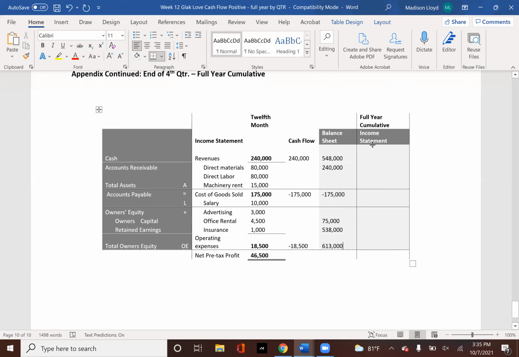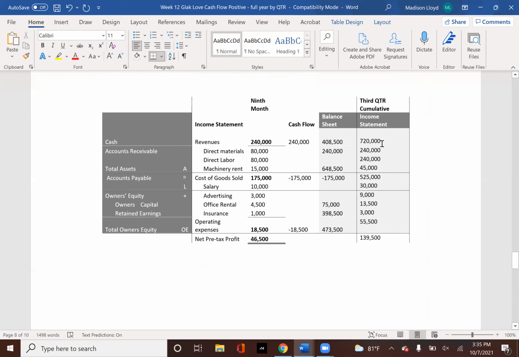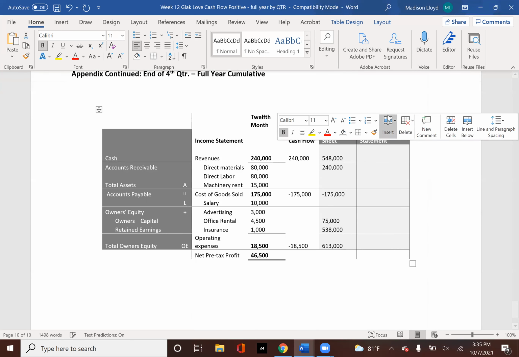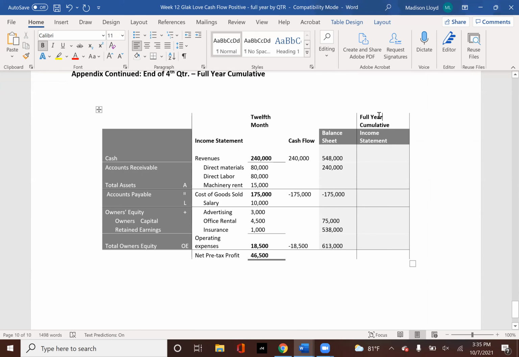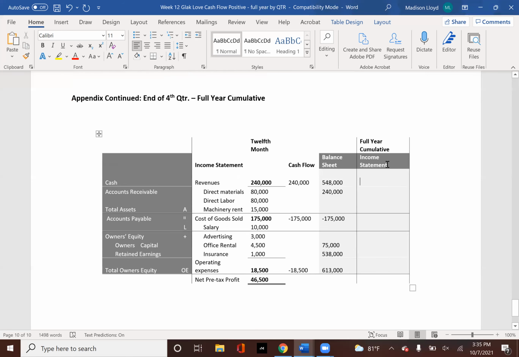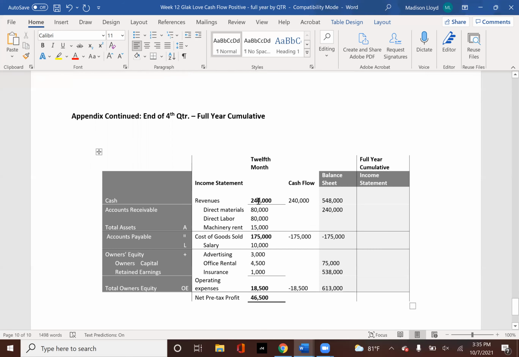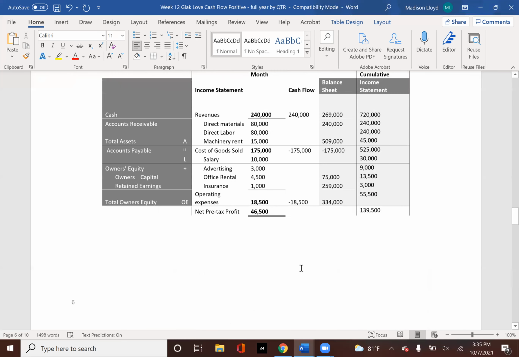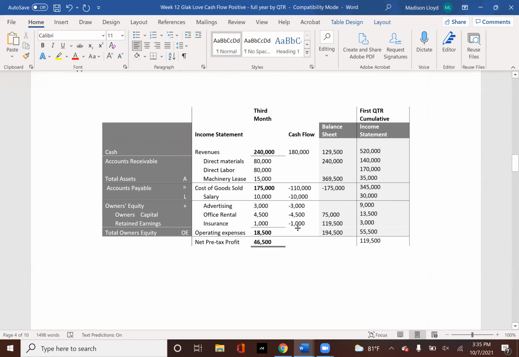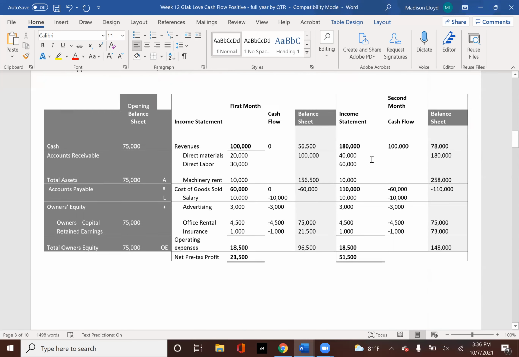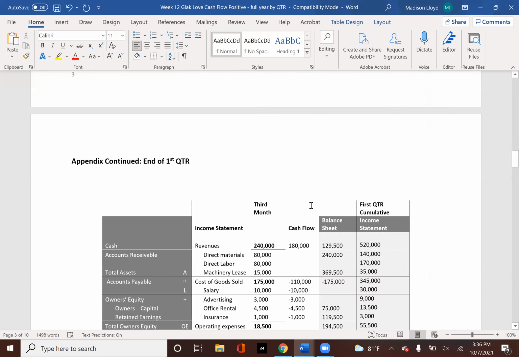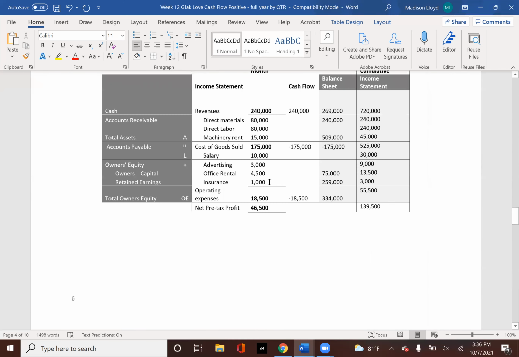Our full year cumulative, let me see. So our full year cumulative. So now, because it doesn't say fourth quarter cumulative, this says full year. So we're going to be adding up all of these values for the whole year. Okay. So we're going to add up all of these values from the 12th month until the second month are the exact same values. Okay. So the only values that are different are this first month and this second month. So that tells us that we have 10 months of the same values.